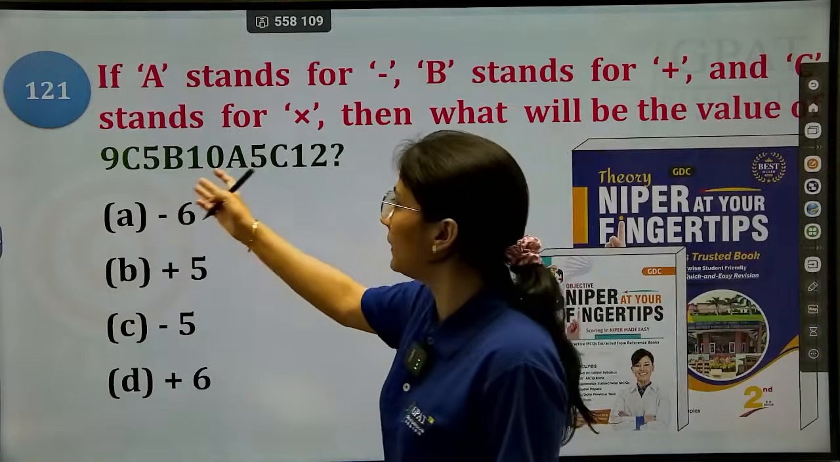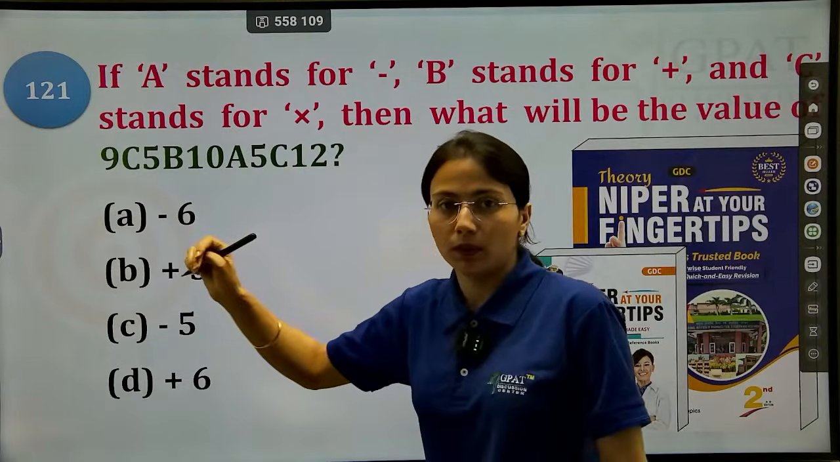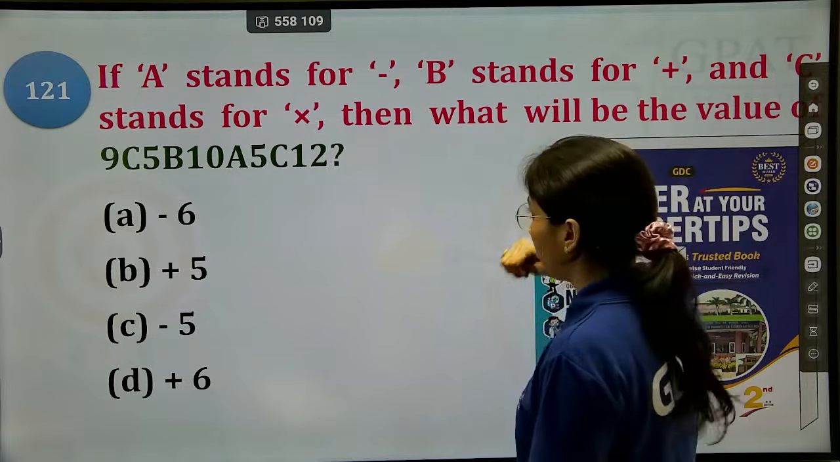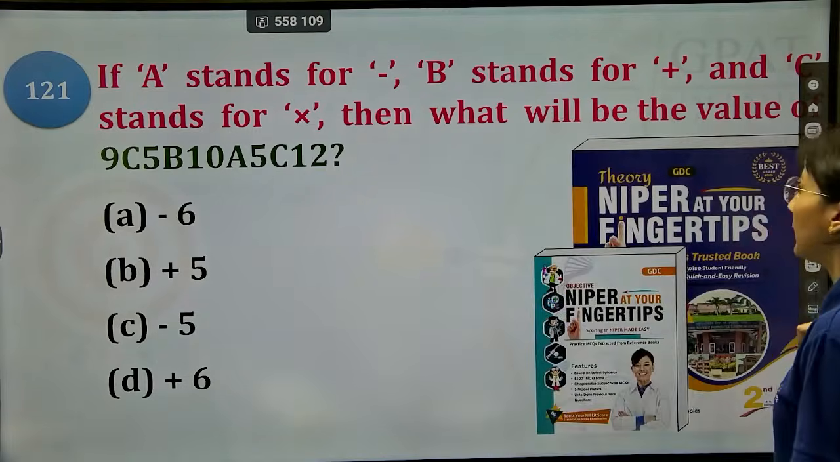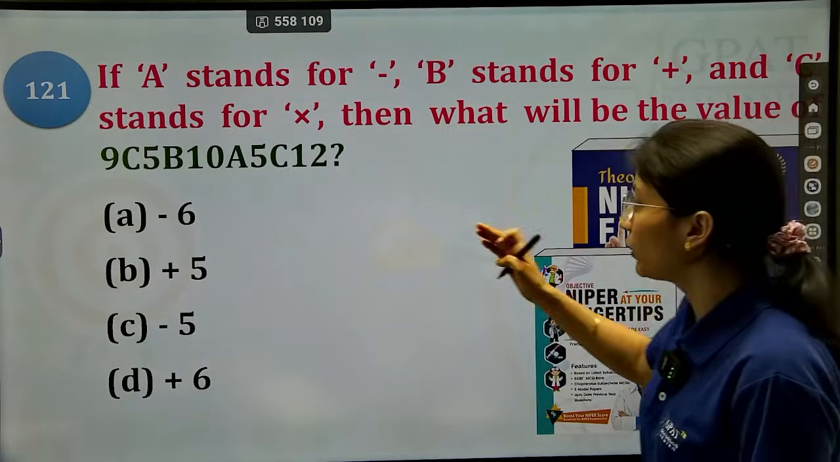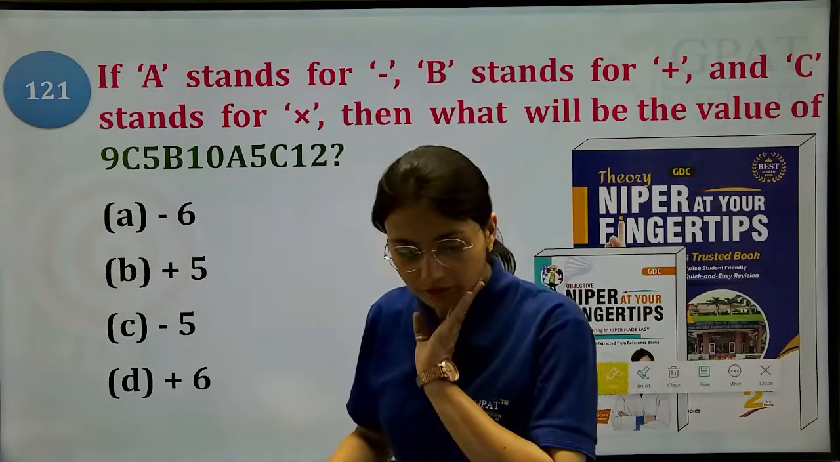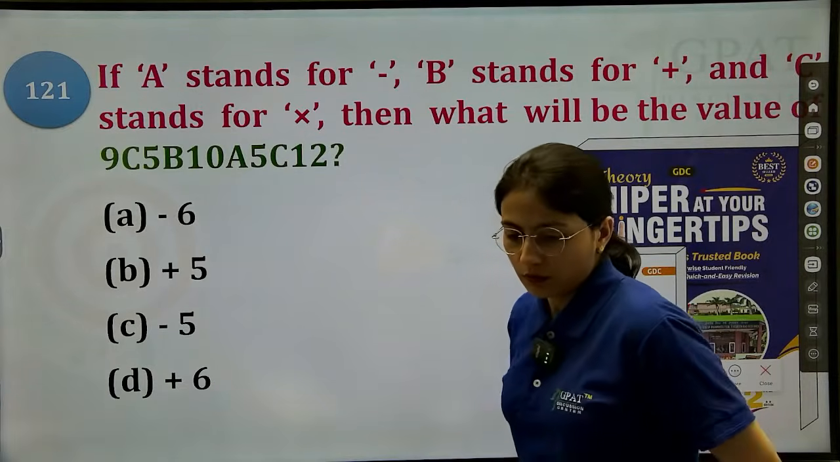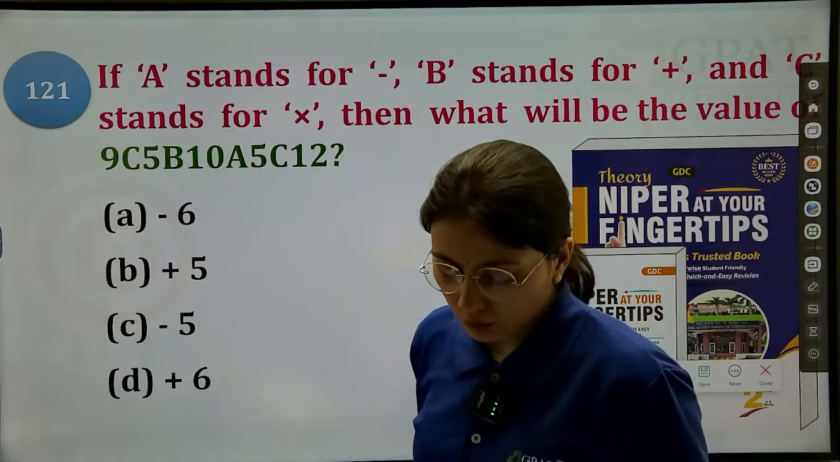So there's a sequence having alphabets and numbers. So you have to replace A by minus, B by plus, and C by multiplication. Then what will be the value of this expression we have to find? So what is the answer?